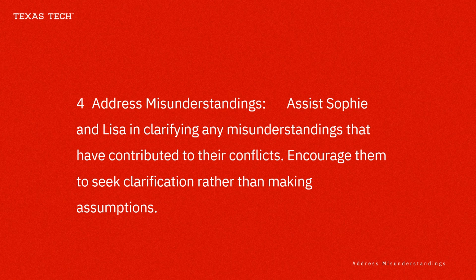Another great way that we can help these two friends is in step 4, which is to address any misunderstandings. Let's assist Sophie and Lisa in clarifying any misunderstandings that might have occurred during their conflict and what also might have contributed to their conflict. Maybe there was just a misunderstanding in how something was communicated. So let's encourage them to seek clarification from one another rather than just making assumptions.